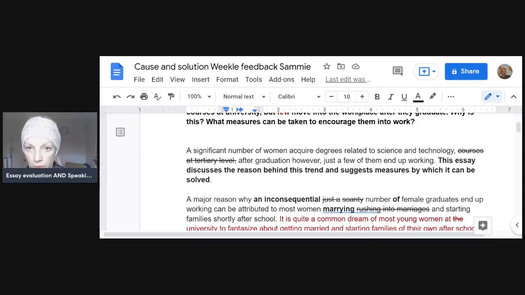Little bit of informal language at the beginning, so scanty number, rushing into. We must remember, if we are expressive people, and I'm an expressive person, to make our writing as academic as possible, which just means basically no feeling about it. And when you read this word rushing into marriages, there's like this feeling, and there shouldn't be any feeling in academic writing. It's terribly boring. All right, very, very good.